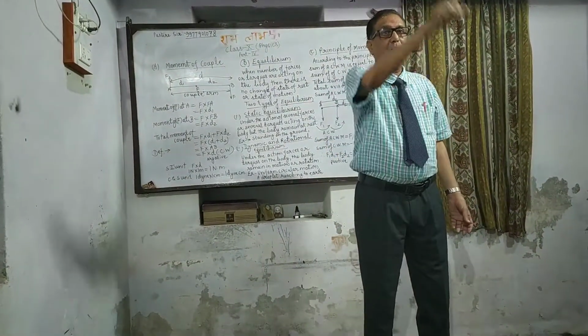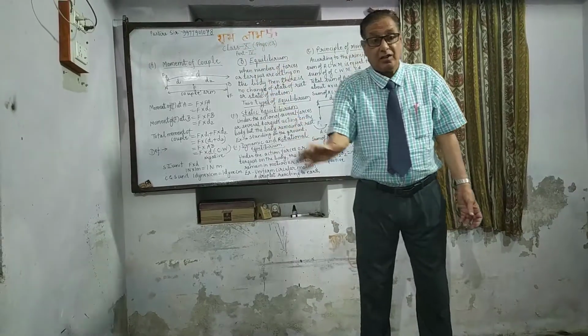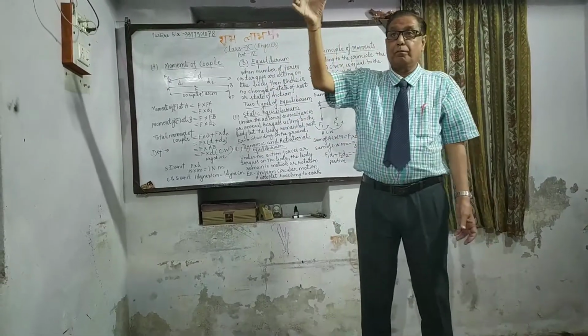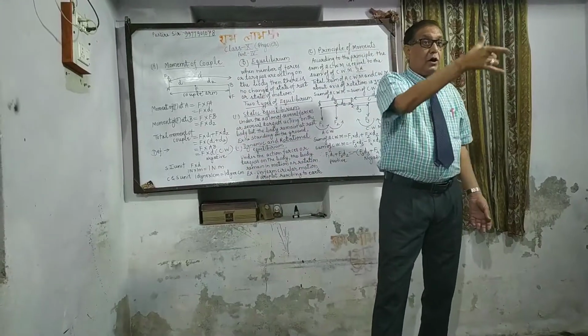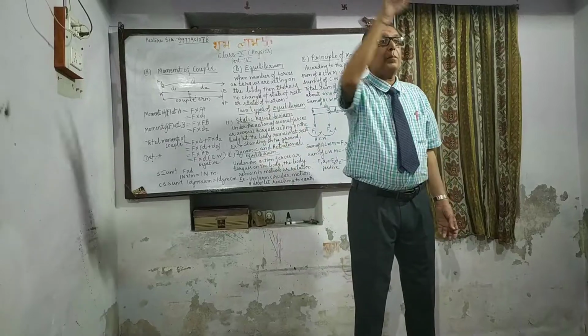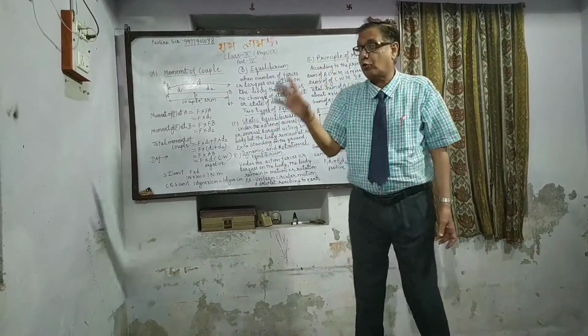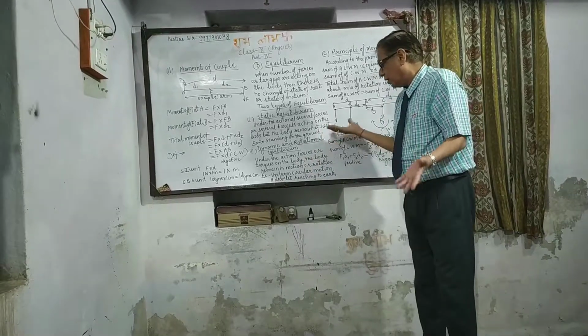Example: uniform circular motion. When a body moves on the circumference of a circle such that it covers equal distances in equal intervals of time, equal arcs of the circle in equal time, that means it is moving on the circular path with constant speed. That is called uniform circular motion. That is the example of rotational equilibrium.